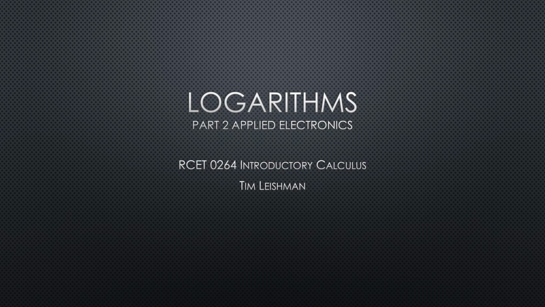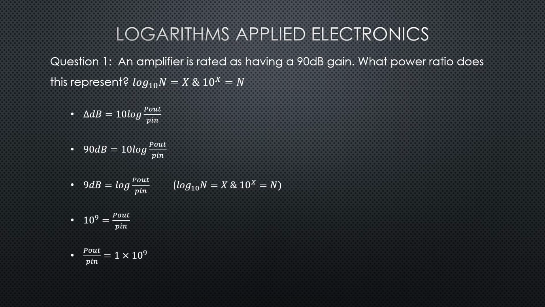Welcome to Logarithms Part 2, Applied Electronics. Okay, so here's our question. An amplifier is rated as having a 90 dB gain. What power ratio does this represent?